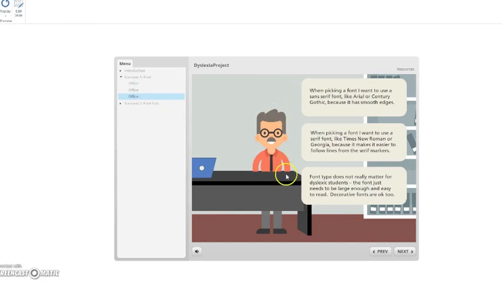Right now I have them in order, but I want to be able to mix them up so it's not just obvious, like, you always pick the top one. I want to make it so that it's not so easy. So for this one I put, when picking a font I want to use a serif font because it makes it easier to follow the lines from the serif markers. It's kind of a trick, as it reflects a lot of common misconceptions I've heard about why you would pick certain fonts or use certain sizes.